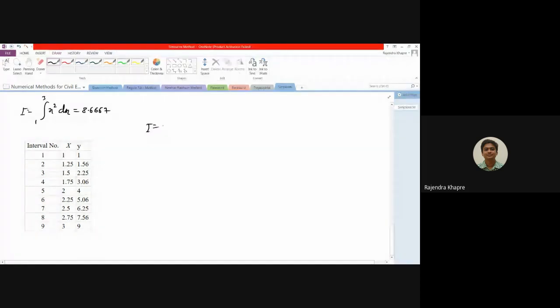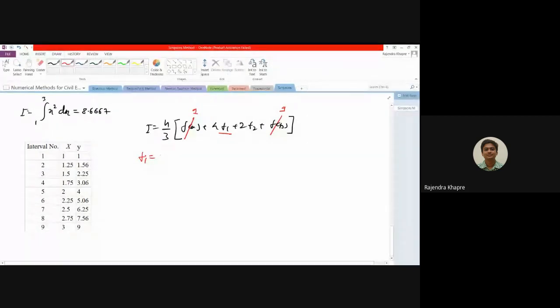It will be something like h by 3 into f of a plus 4 times T1 plus 2 times T2 plus f of b. So your f of a is nothing but 1. F of b is nothing but 9. Now we have to calculate the T1 value. What will be your T1? T1 is nothing but your even terms.